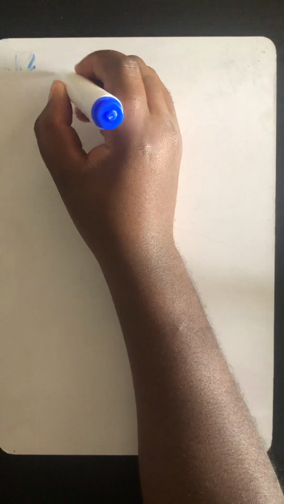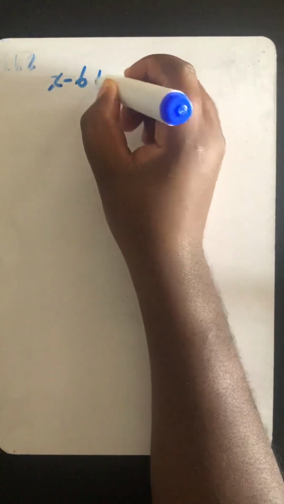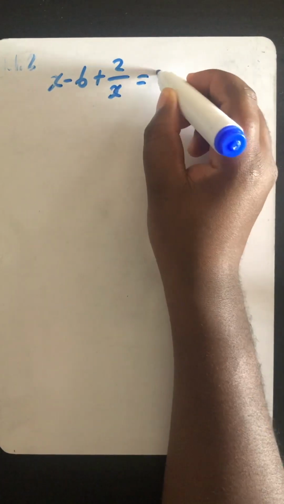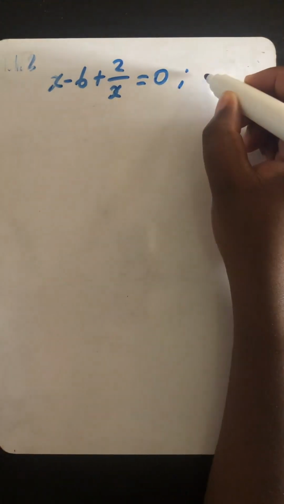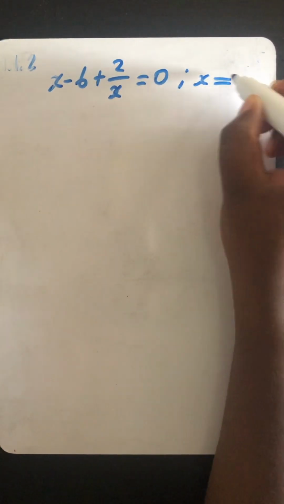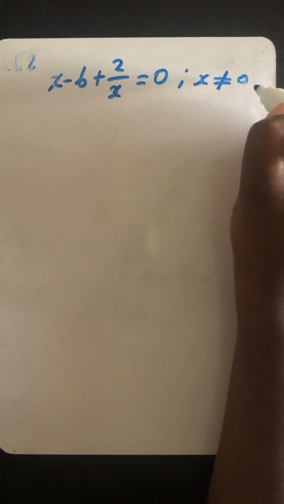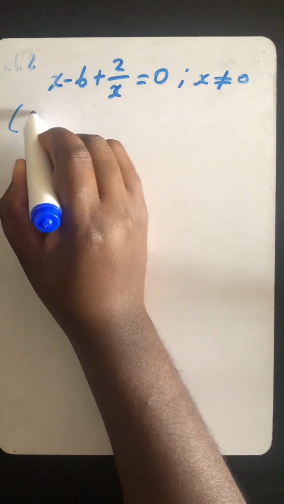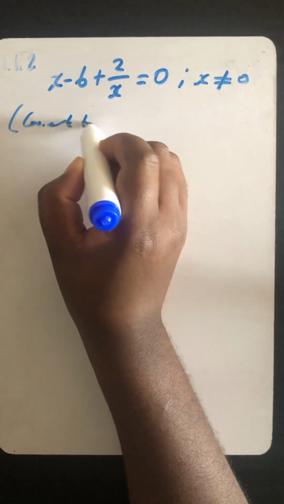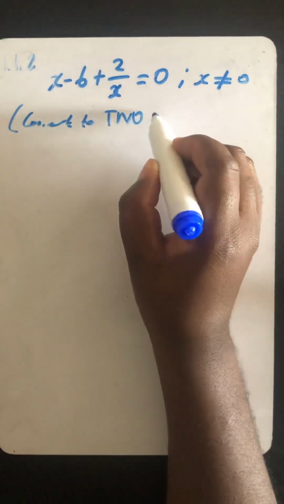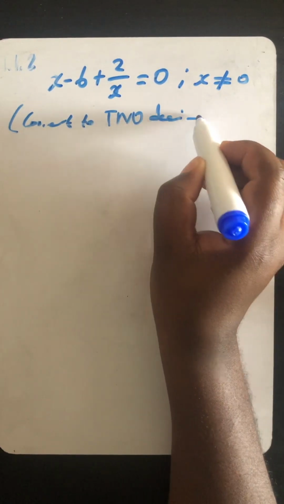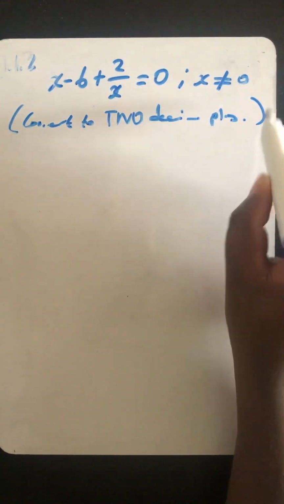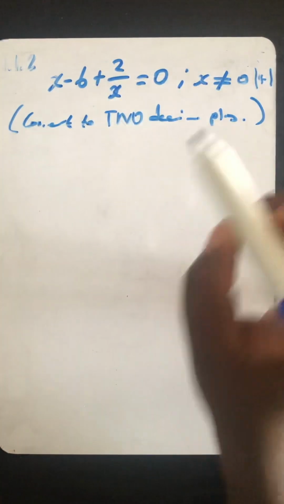1.1.2, we are having x minus 6 plus 2 over x, which is equals to 0, and you are given some information there where they say x is not equals to 0, and there is some information inside the brackets which says correct to 2 decimal places, and this question is allocated 4 marks.